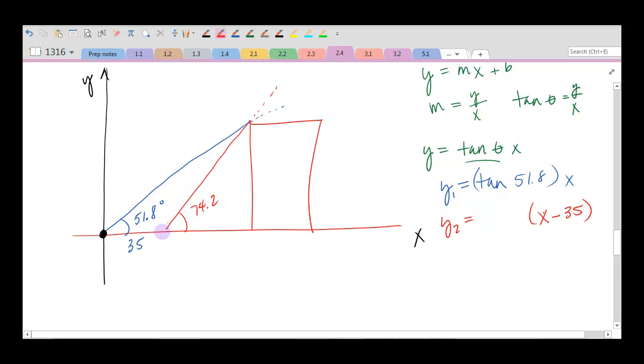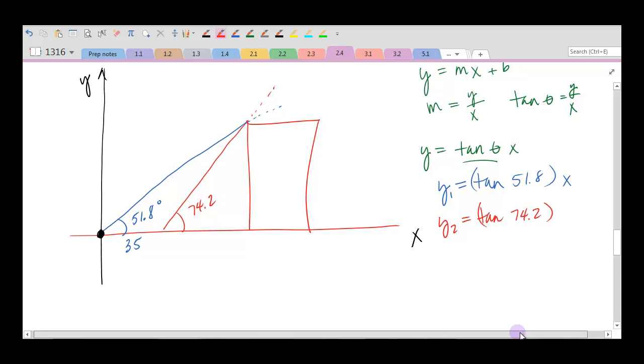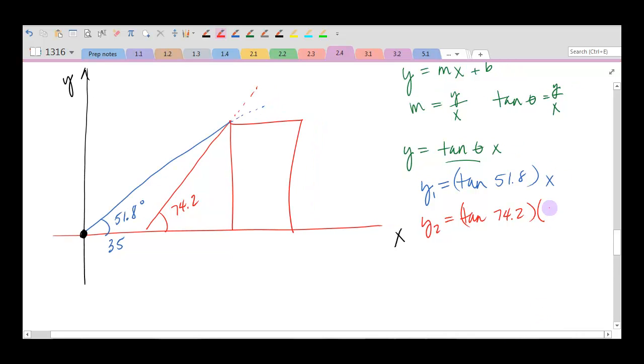And then we have our slope here, which is going to be the tangent. Better erase that. That's going to be the tangent of 74.2 times the shift where I moved this line to the right by 35. Okay, so we have two equations here. I'm going to use that, put them into my calculator.